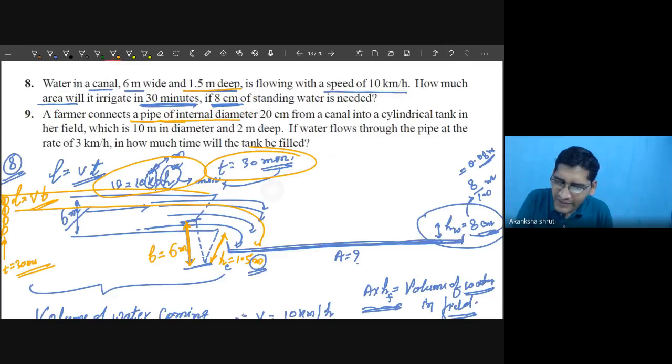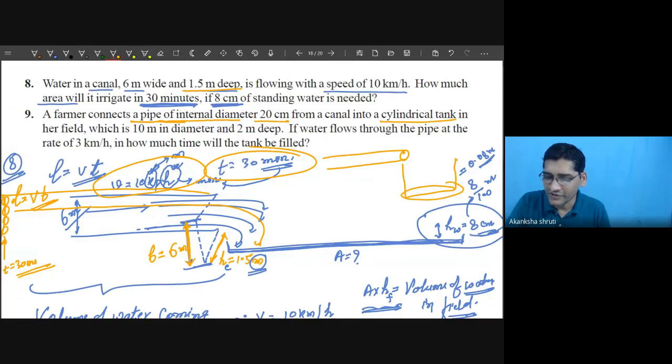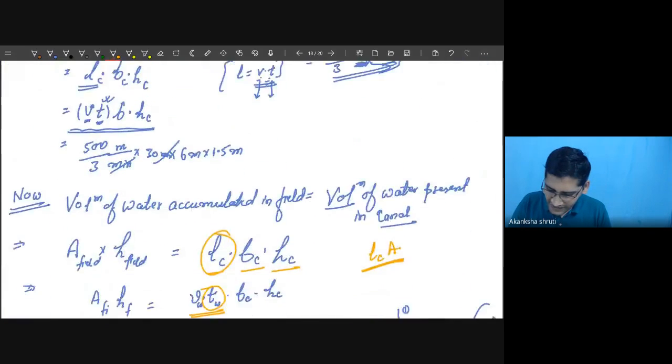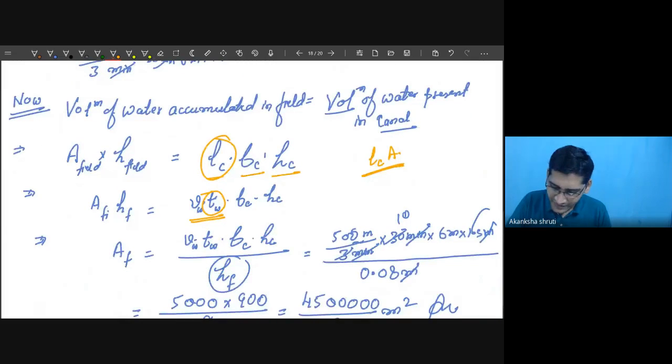The internal diameter is given, canal into the cylindrical tank, another one is also a cylinder, means it is like this one. It is this one into another cylindrical tank, this one. So this length again you will calculate by the same technique I had taught you right now. 10 meter diameter, other thing is okay. The water is flowing into the pipe at 3 kph. So this 3 kph, how much time will it take? Now you have to equate and calculate this time. So you will maintain this time.